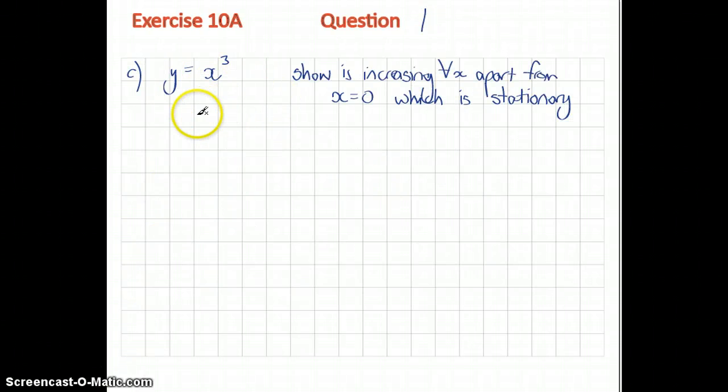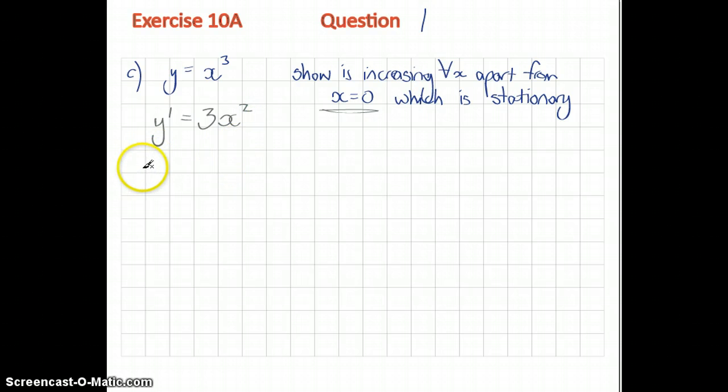The next question is very similar again. We need to show that for this function, it's increasing for all x apart from at one place where it's stationary. So we'll do that. First, starting to find the gradient function, which is the derivative. I use the power rule and I get 3x squared.